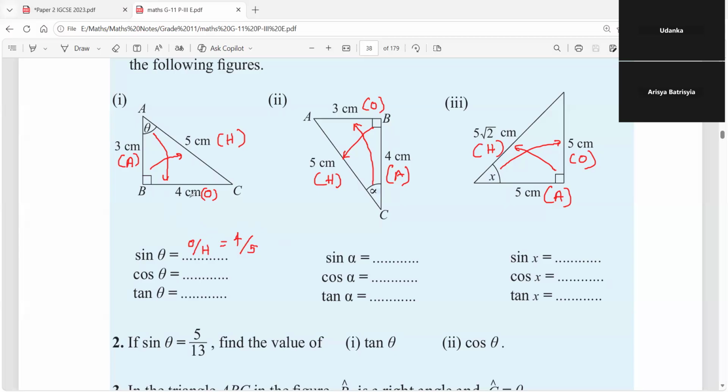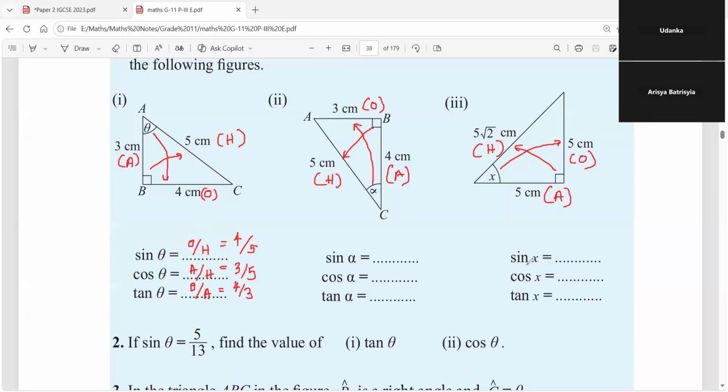What is the cos value? Sine is opposite over hypotenuse. Cos is adjacent over hypotenuse. What is the adjacent value? 3. So 3 over 5. What is the tan value? Opposite over adjacent. What is the opposite one? 4 over 3. Clear? Like that one.